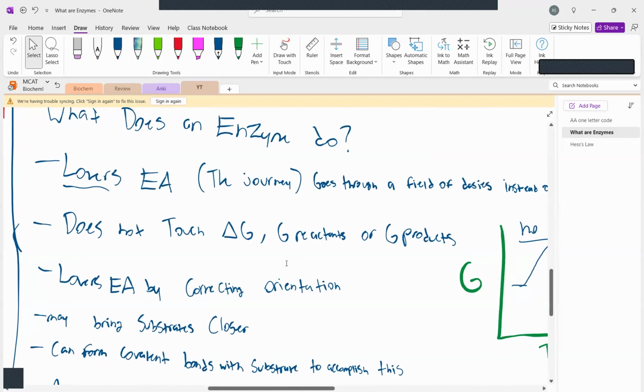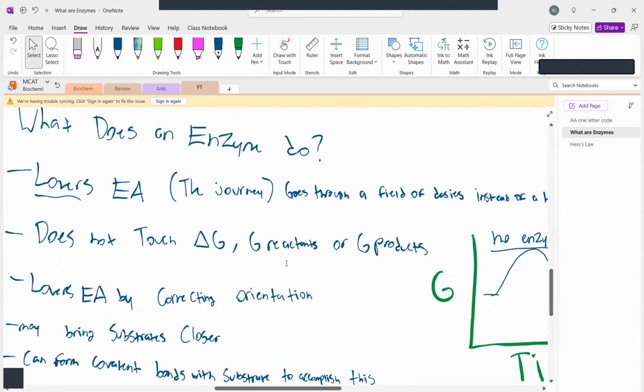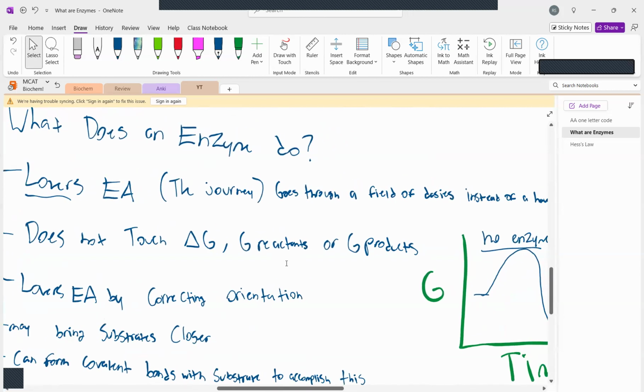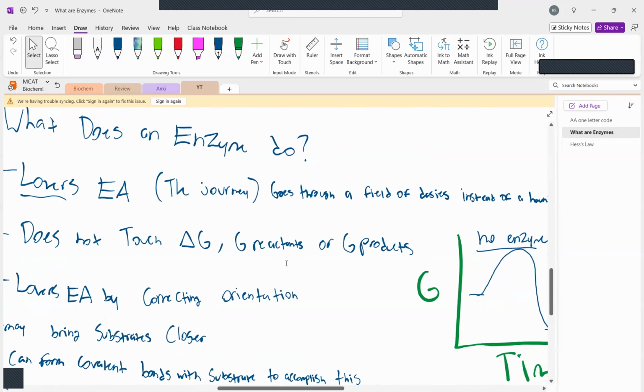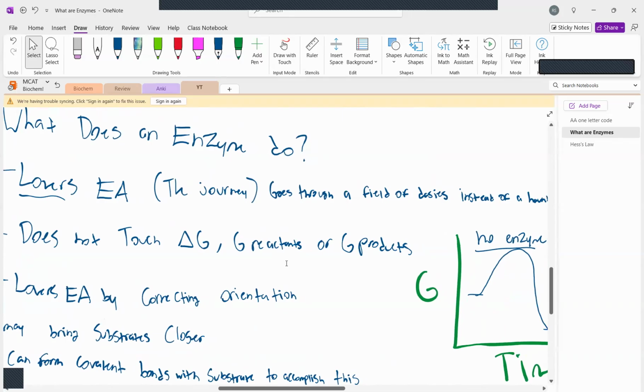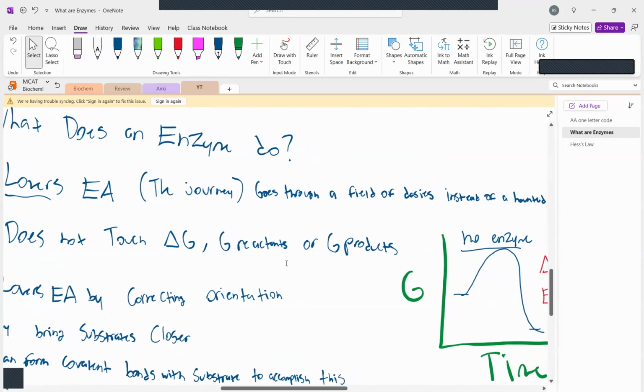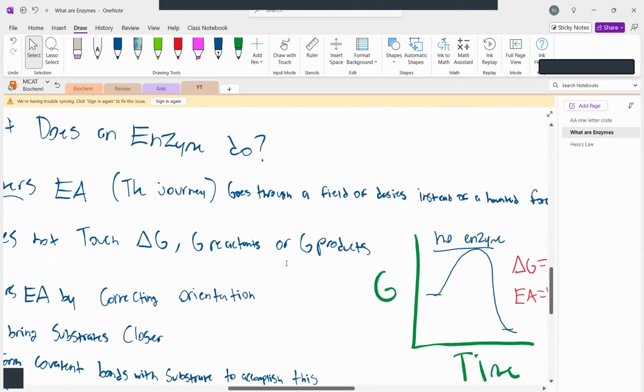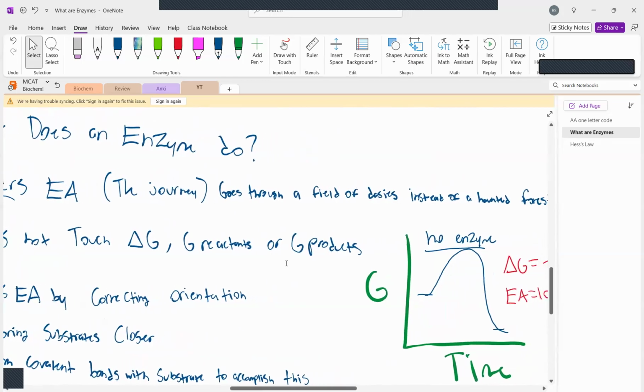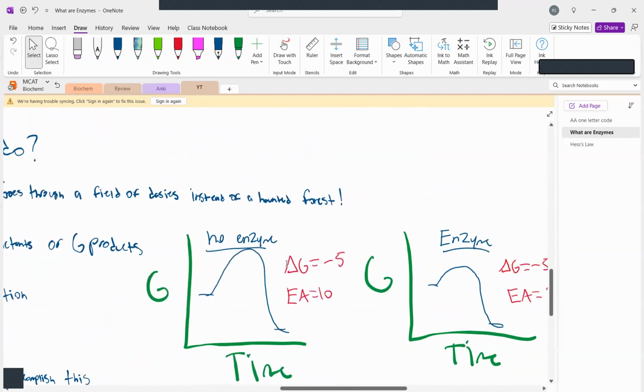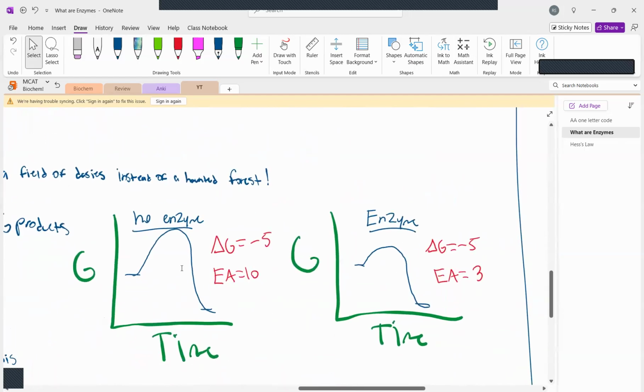So it doesn't change the Gibbs free energy of the products or the reactants. It's like going to grandma's house: whether you walk there or bike there, it doesn't make a difference. It just lowers that hump, if that makes sense. It's still going to be an exergonic or endergonic reaction. That's not changing. So over here, this is sort of what I mean.